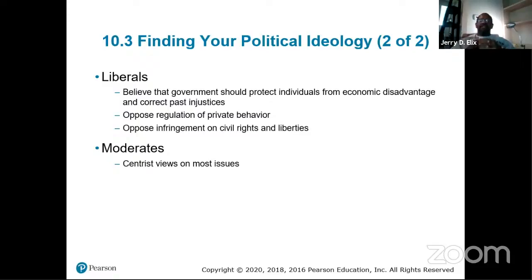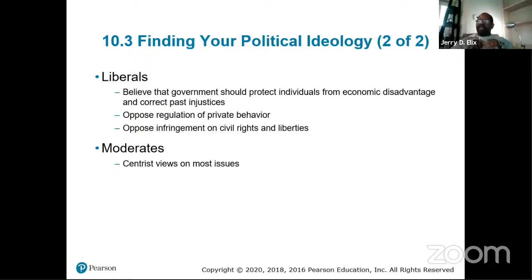Liberals oppose regulation of the private behavior and oppose infringement on civil rights and civil liberties. I do agree with this. I oppose regulation of private behavior to a point. I believe that with liberty, you should be allowed to do anything you want that does not infringe on the rights of others. So I do kind of oppose regulation of private behavior to a point. I oppose infringement on civil rights and civil liberties. I agree. I don't like when the government imposes upon civil rights and civil liberties.